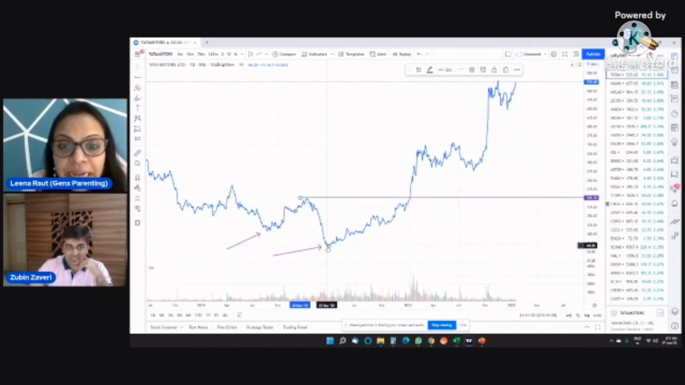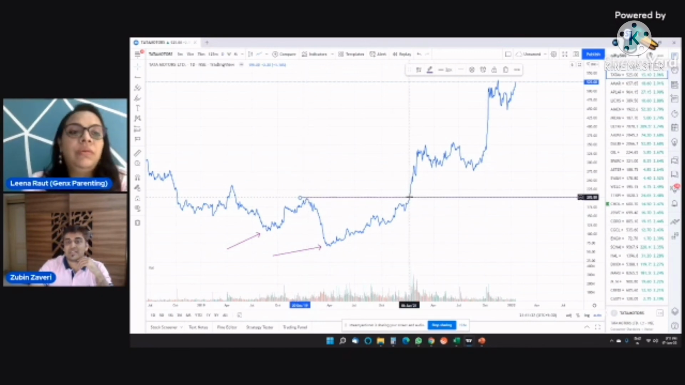This price is 203 rupees, in the month of January 2021. A stock like Tata Motors, from 200 to 500, more than double in one year.